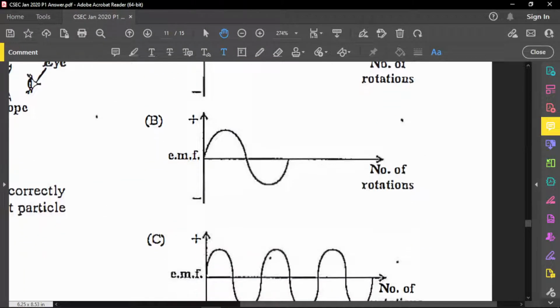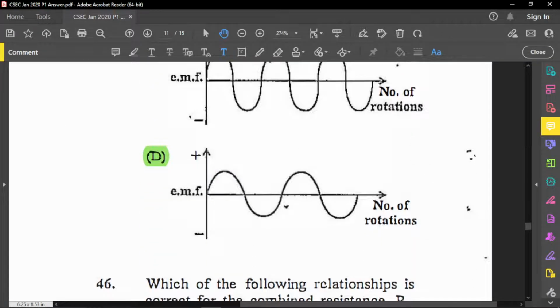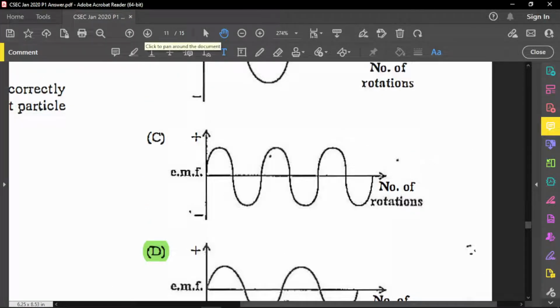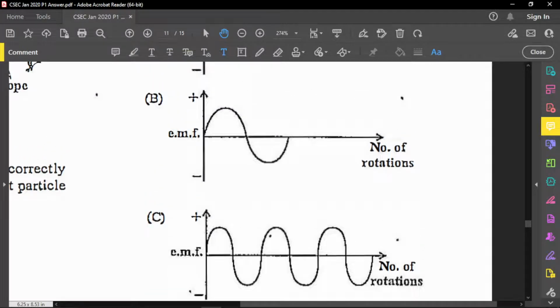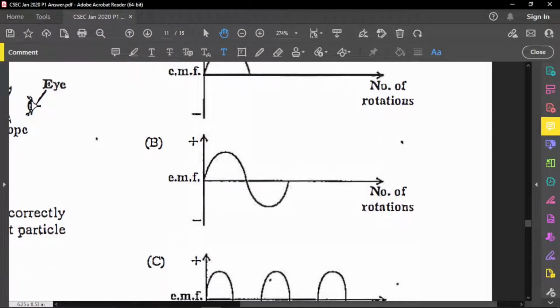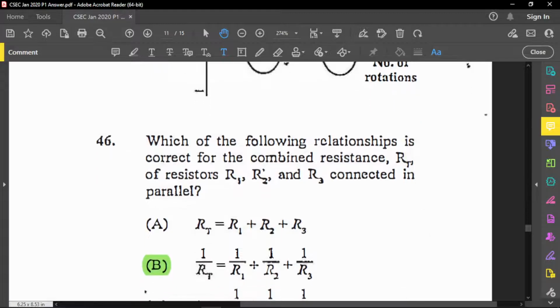If you have two complete rotations, you're simply going to have two cycles. All right, and so option D is correct. Two cycles of waves produced. If you notice, C has 1, 2, 3 cycles produced. That's not correct. B is only one cycle of wave, and A is only a half cycle. So definitely D is correct. Two rotations equal two cycles.